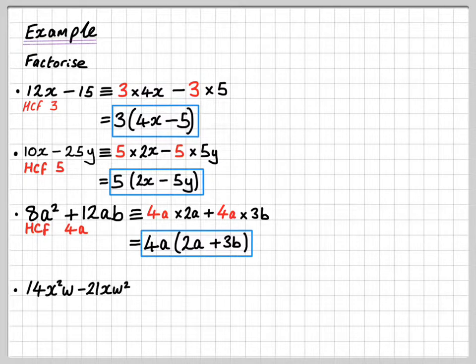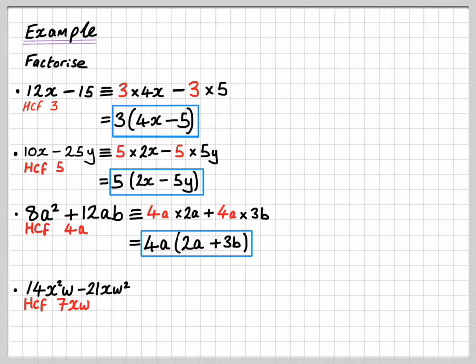Let's consider one final example. This time I'm going to have 14x squared w minus 21xw squared. Well, the highest common factor this time will be again a combination of a number and some letters. Each term can be divided by 7. Each term has some x's in it, and each term also has some w in it. My highest common factor this time will be 7xw.